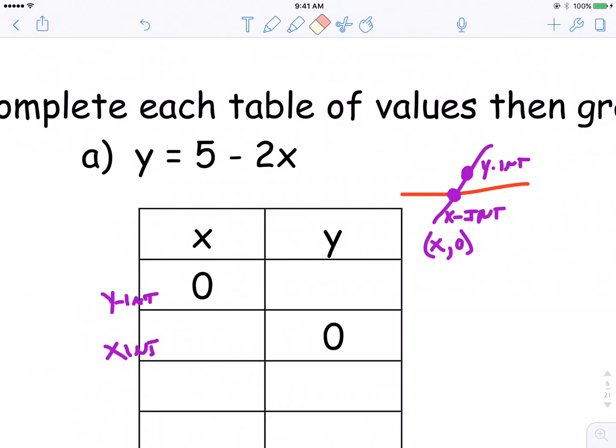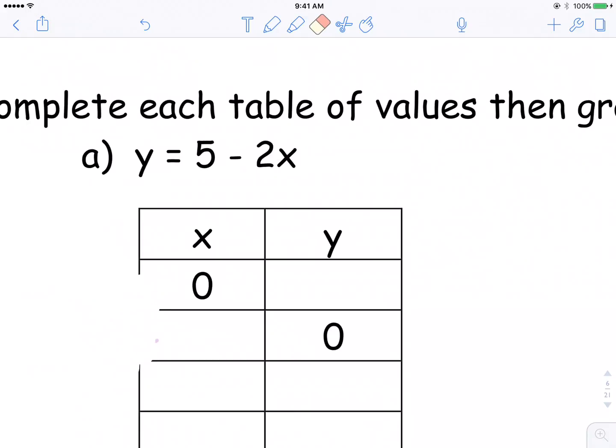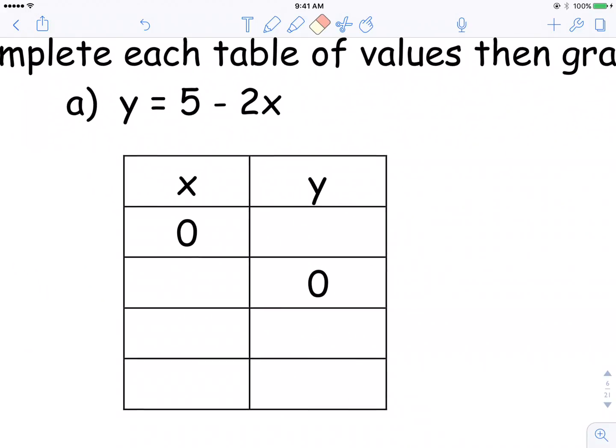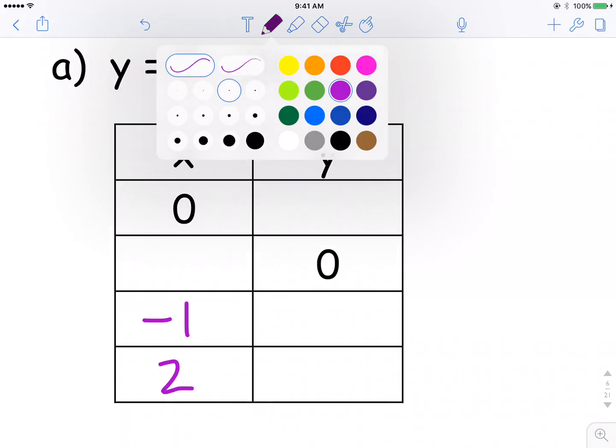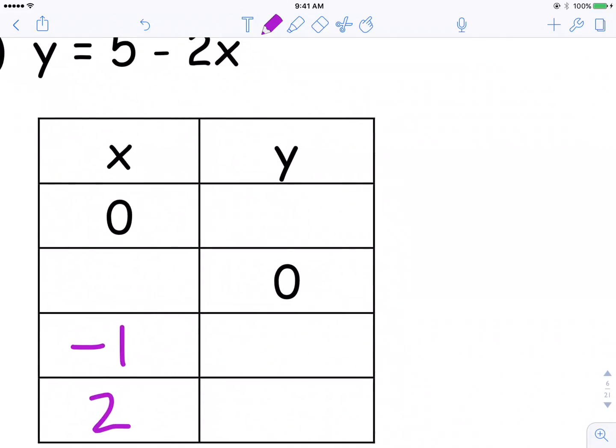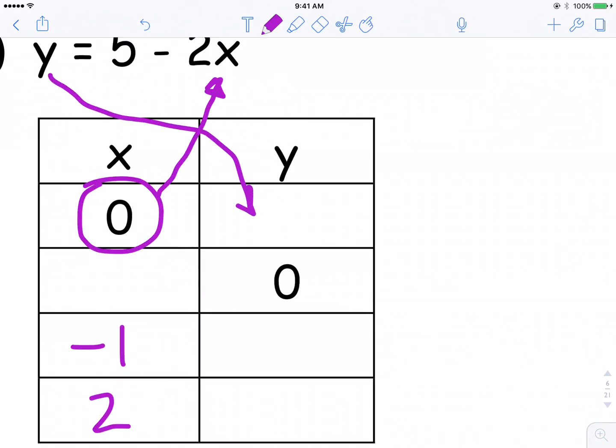But what we're going to do is choose some points. We're going to choose these x and y intercept values, and we're also just going to randomly choose two other values. Let's look at -1 and 2. Remember that the process is we take this x value and we substitute it into our equation to calculate a missing y value, which then goes here.